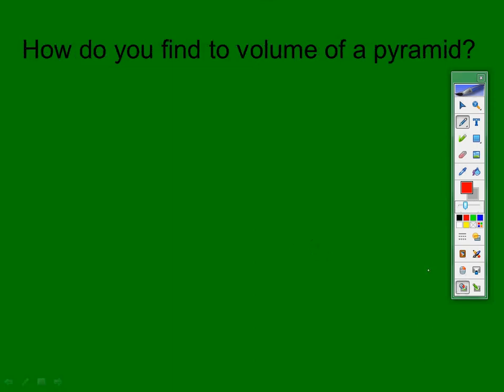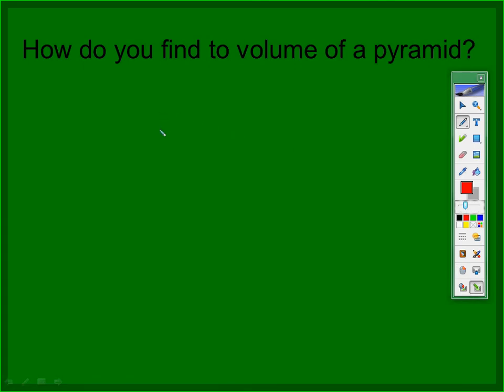So how do you find the volume of a pyramid? The same way that we found the volume of a cone. You find the volume of the prism and then divide by 3. So you look at the base of that pyramid and then the height of that pyramid, and you act like that would have been a prism. Length times width times height divided by 3. Or if it's a triangular pyramid, it would be area of the base times height divided by 3.